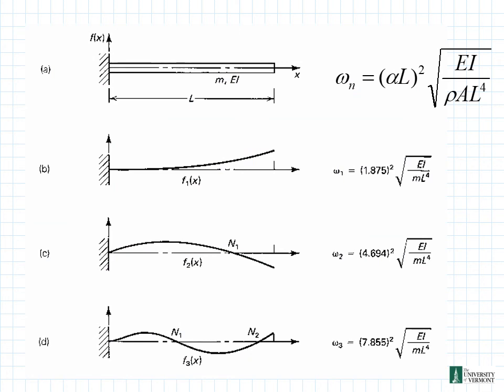So here is a diagram for a couple different scenarios. Here you have this cantilevered beam coming off a fixed point, with some total length L. We have our relationship given by the equation omega sub n equals alpha L squared times the square root of EI over rho A L to the fourth. So then we have omega 1, omega 2, and omega 3 for those frequencies. That's A, B, C, and D here with the corresponding omegas.